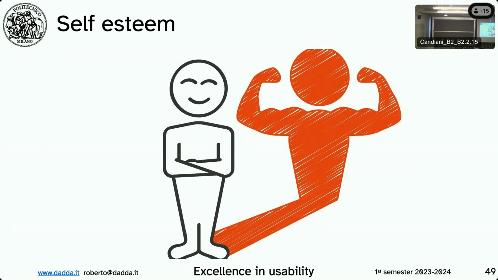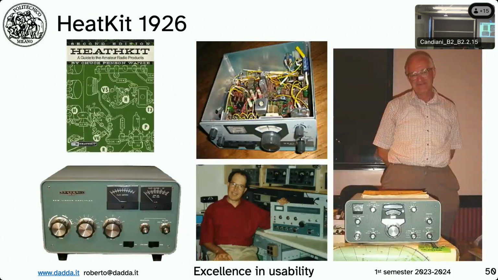Another important thing we must consider and follow is, you remember in the Maslow pyramid, esteem. What is self-esteem? It is the way you feel you are good. Do you know these kinds of things? Have you ever heard about EatKit?